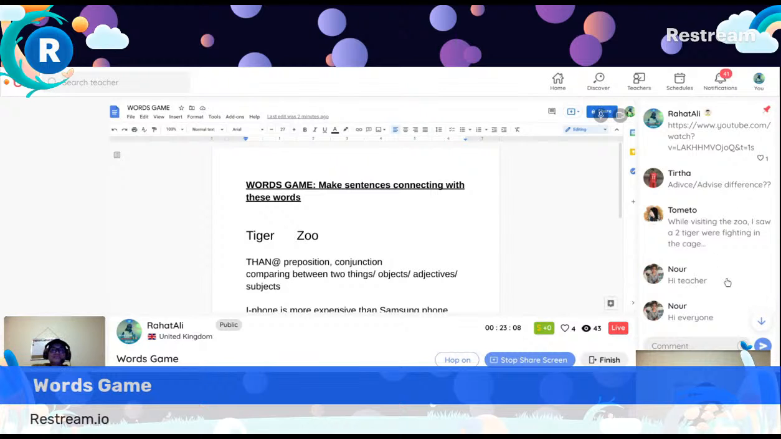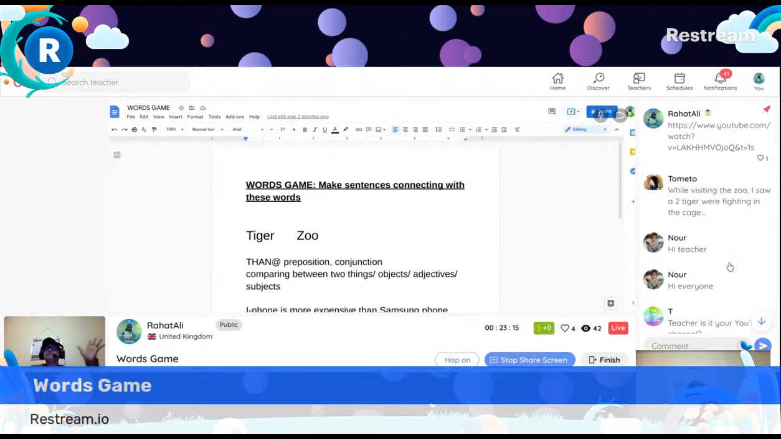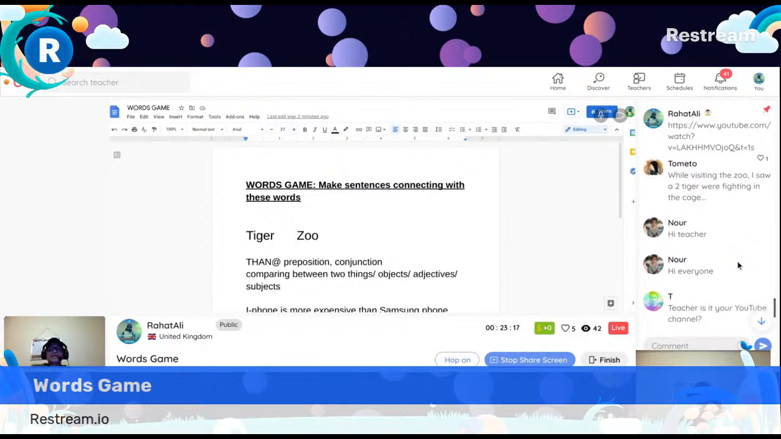"A two tiger fighting in the cage." Tigers never do that in a cage. They might do it in the open field, the jungle. Anyway, you have to remove "a" if you want to mean two tigers. Remember, two is a plural number and we must use two tigers. Whilst visiting the zoo, I saw two tigers fighting in the cage.